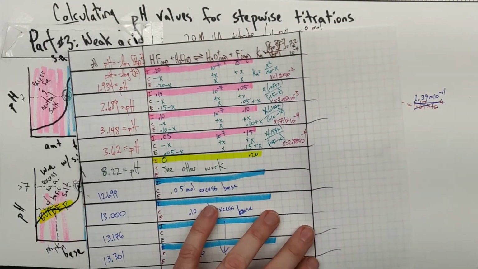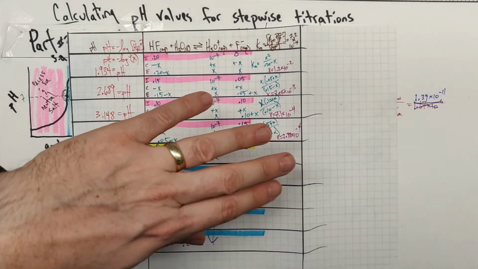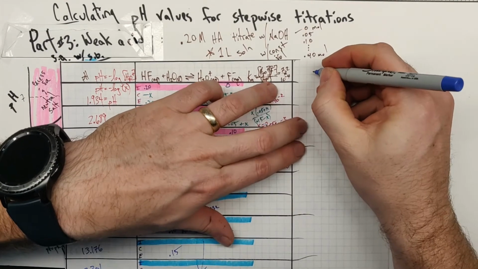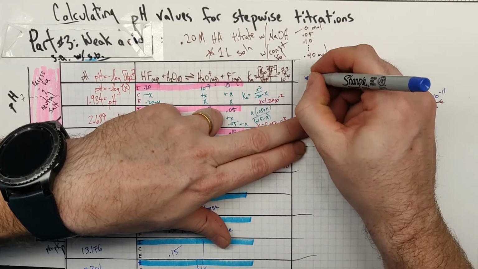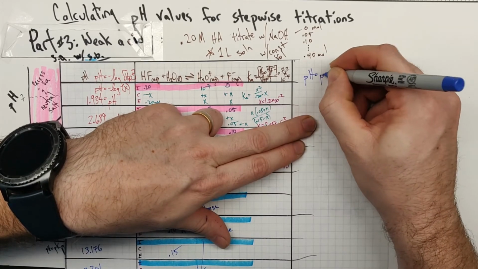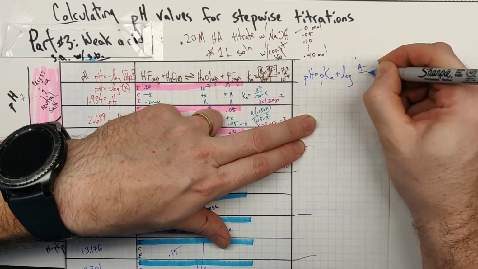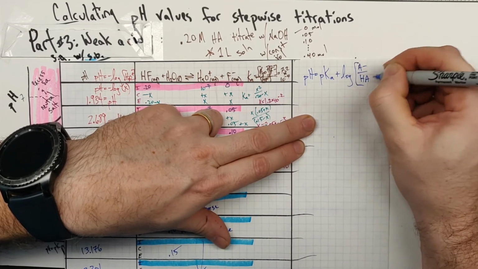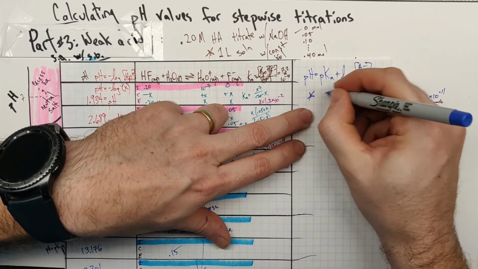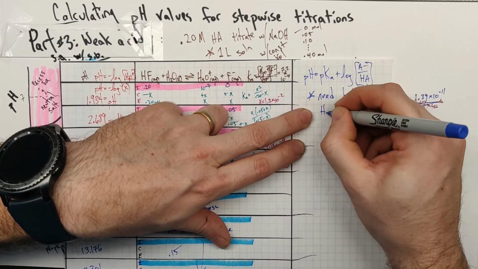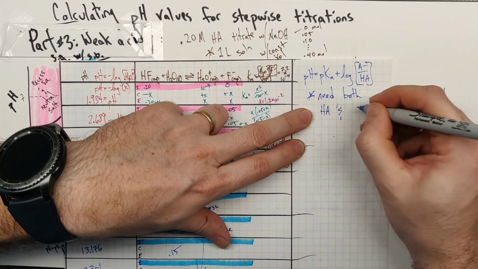Let's go with that. So the Henderson-Hasselbalch equation, as we've seen in these other videos, is just relating the pH to the pKa for a buffer system. pH is pKa plus the log of A minus over HA. In order for this to happen, you need both your weak acid or base and its conjugate.